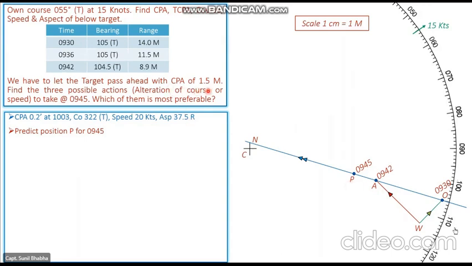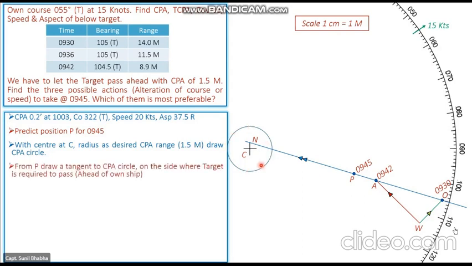Now we need to have a CPA of 1.5 miles. So what we do now is we open up our compass equal to this CPA range, that is 1.5 nautical miles as per our scale. We center our compass at point C, point Charlie. With center at C and radius as our desired CPA of 1.5 miles, we now draw a CPA range circle. So you have the CPA range circle in our plot now.